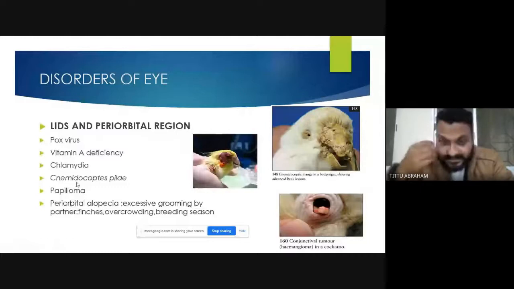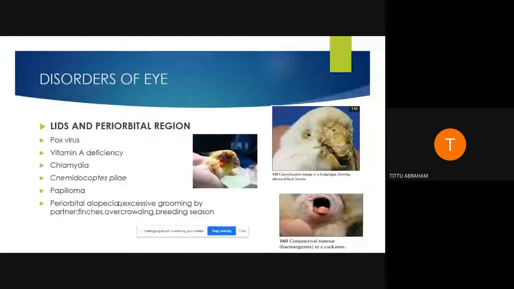It may be a symptom of a disease, or it can be due to overgrowing. Especially in finches and others, if they are kept overcrowded, you can see this condition, because they will try to overgrow the corner, and it can be seen. And in African lovebirds, in breeding season, it can be seen. It is usually for some days only. After that, it will get normal.